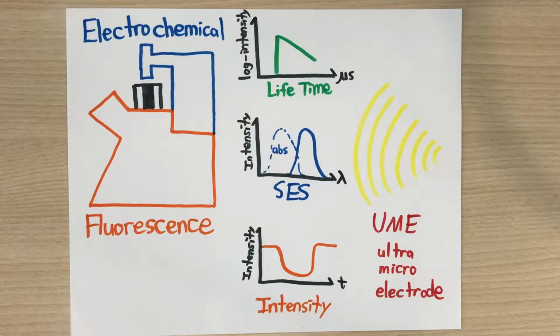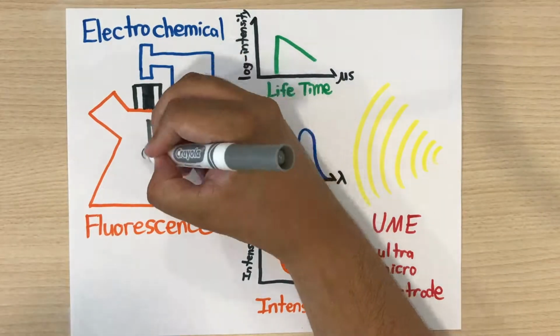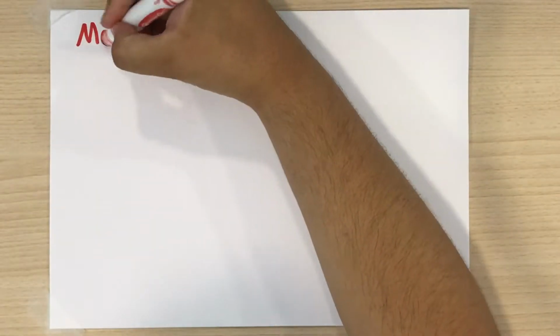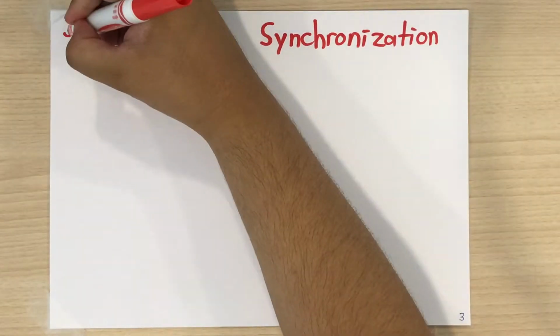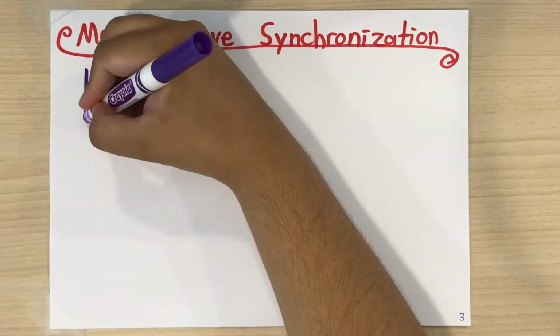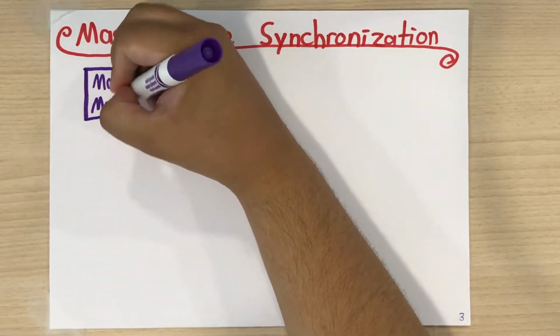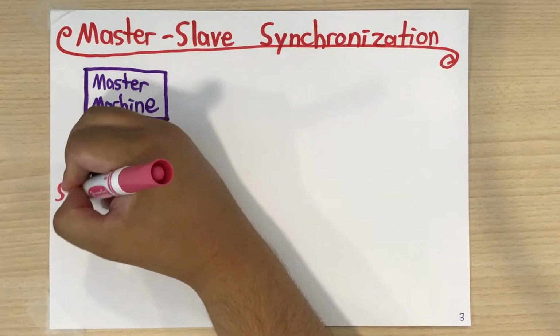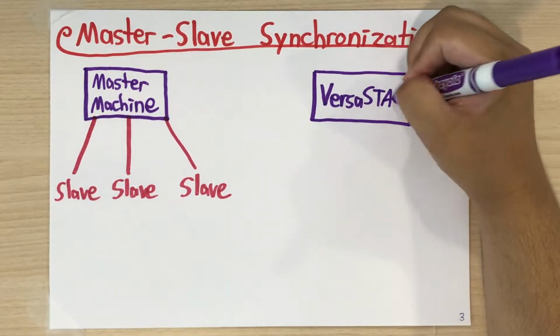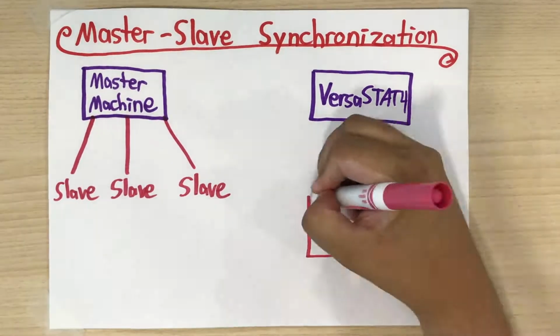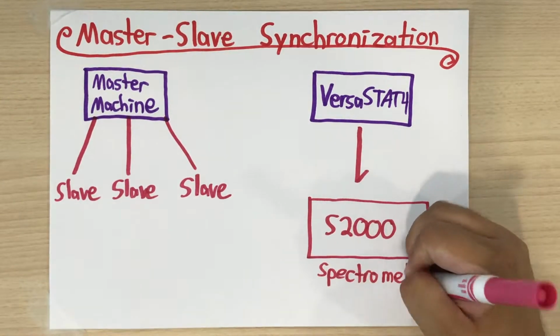Despite this, however, there is no efficient way of recording data from the setup, so I focused on developing a system to do so via master-slave synchronization. Master-slave synchronization basically designates one machine as the master in order to control and monitor other softwares and hardwares known as the slaves. In this setup, we used a potentiostat called VersaStat4, or V4 for short, as our master and our S2000 spectrometer as our slave.